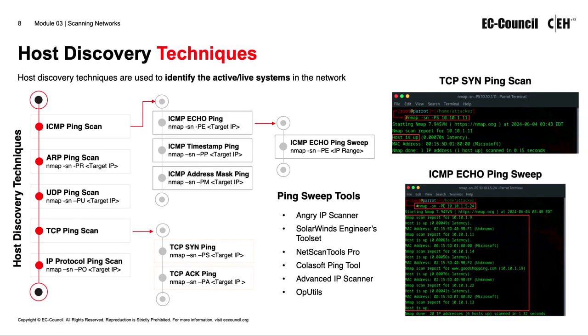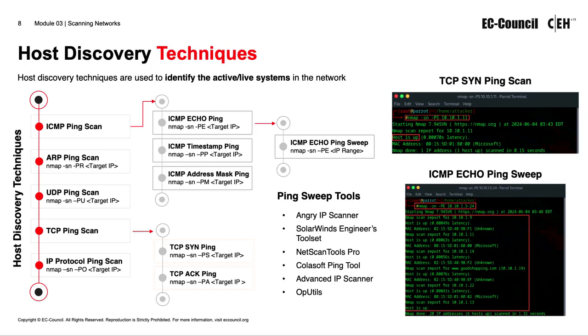But if you look at this slide, what you see is we have a variety of scans. We have ICMP ping, ARP ping, UDP, TCP, and protocol scan. And one of the cool things that you'll see under each, well, not all of them, but most of these, is you'll see the actual command. We're going to get into those commands in just a little while. Now, you also see that it's split up. So the ICMP ping scan also has the echo, timestamp, and address mask scan. And then the TCP ping scan has the SYN scan and ACK scan. And then lastly, the ICMP echo scan is split out into the ping sweep.